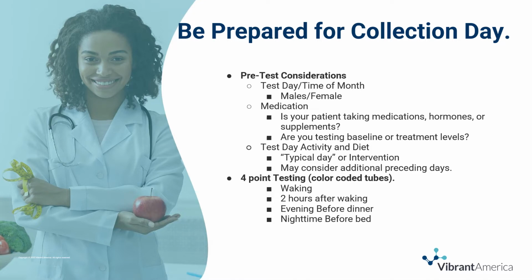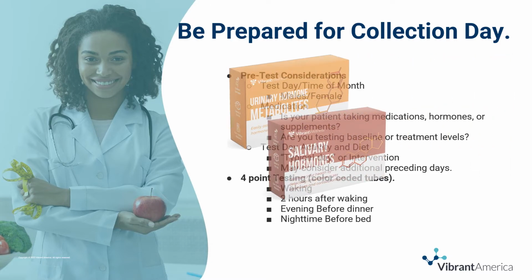Once you've made a decision to run a urinary hormones profile on your patient, you will provide them with a kit. You can either provide them the kit in office or have the kit sent directly to your patient by ordering it through your provider portal.